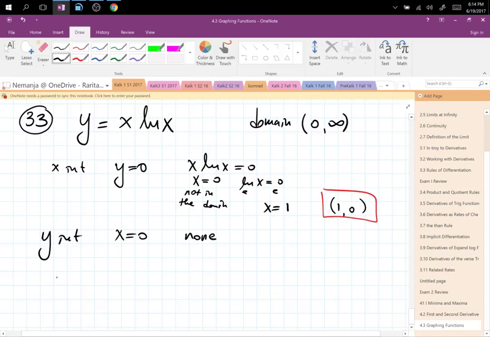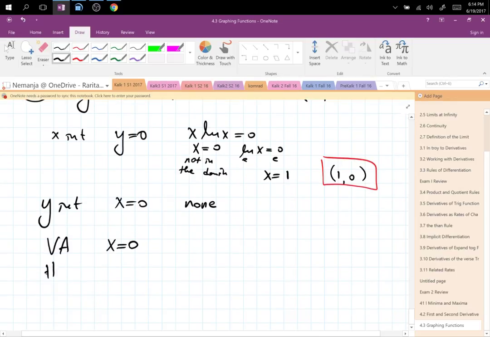Then we move to vertical asymptotes. And we know that we do have one at x equal to 0 because of ln. Horizontal asymptote is none, because ln has a vertical, not horizontal asymptote, and x is a polynomial that has no asymptotes, period. And obviously slant asymptote is none because, again, it's not polynomials. So we do have one of these that we have to worry about.